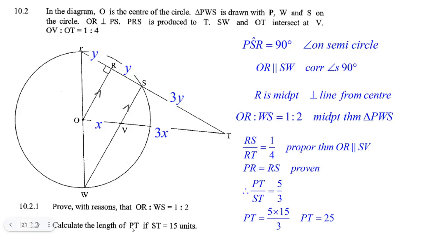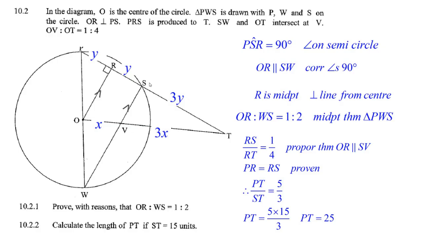What about the next one? Calculate the length of PT if ST is 15 units. Well, we were given that the ratio of OV to OT was 1 to 4. That means this is X, and X plus 3X, that's 4X. That's 1 to 4. It means this must be 3X.